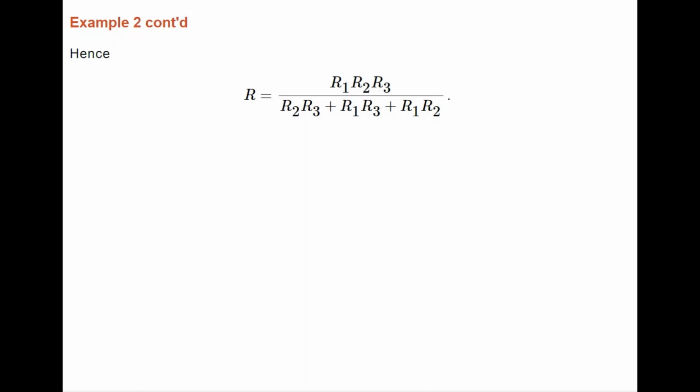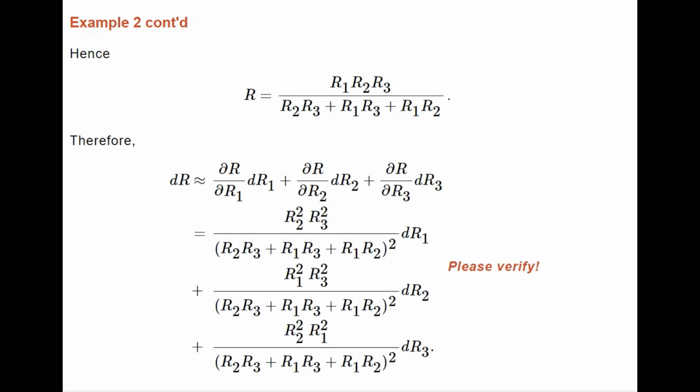Now, the major part is to obtain the partial derivatives of R with respect to R1, R2, and R3. And I would request you to please pause the video here and obtain the partial derivatives of R with respect to R1, R2, and R3 to insert the value in the expression that dR will be nearly equal to the change in R with respect to R1 times change in R1, which is partial R by partial R1 times dR1, plus partial R by partial R2 times dR2, and then partial R by partial R3 times dR3.